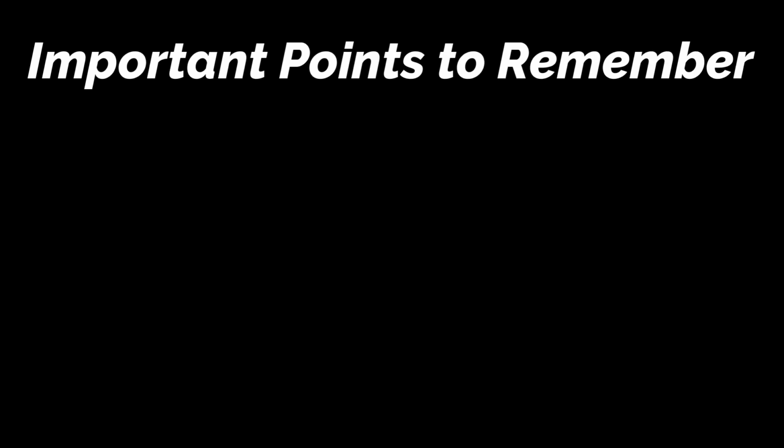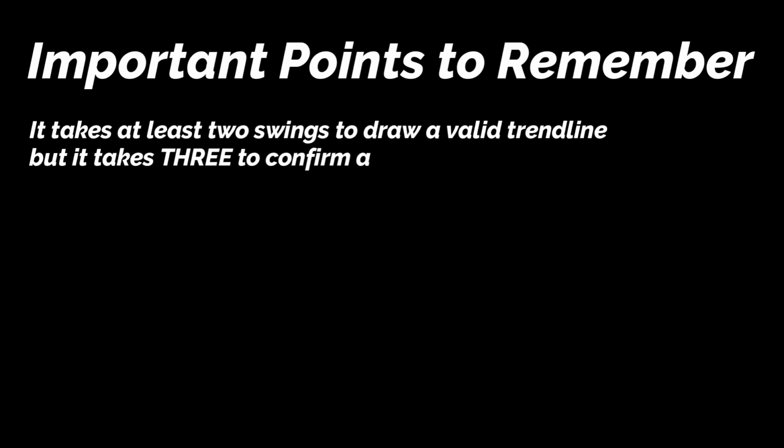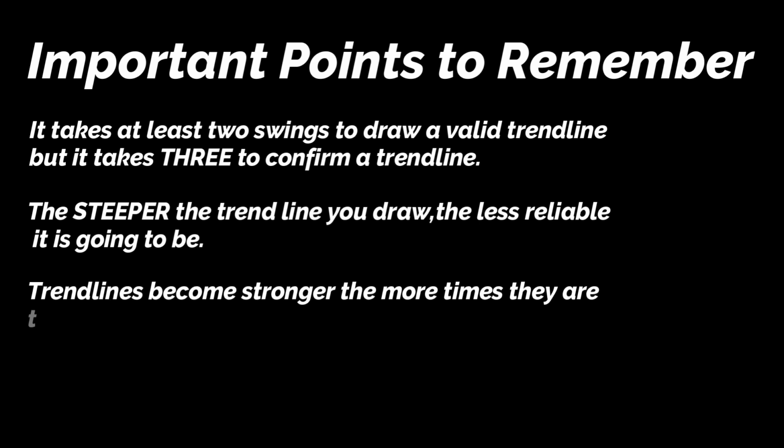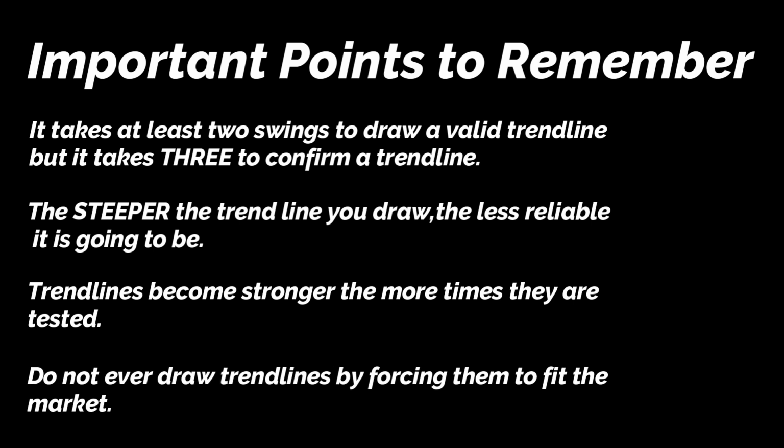Here are some important things to remember using trend lines in forex trading. It takes at least 2 swings to draw a valid trend line, but it takes 3 to confirm a trend line. The steeper the trend line you draw, the less reliable it is going to be and the more likely it will break. Like horizontal support and resistance levels, trend lines become stronger the more times they are tested. And last, most importantly, do not ever draw trend lines by forcing them to fit the market. If they do not fit right, then that trend line isn't a valid one.